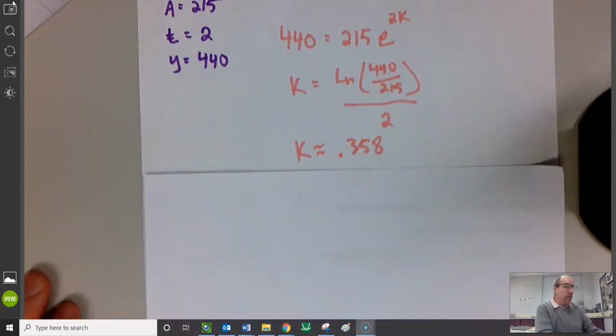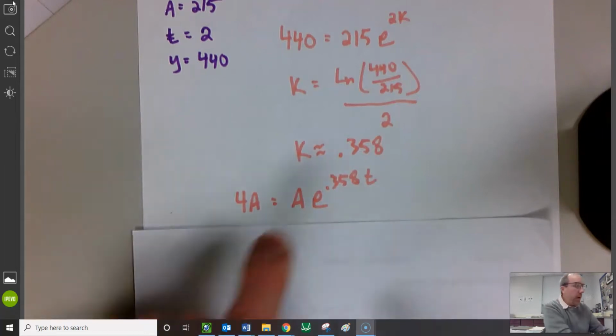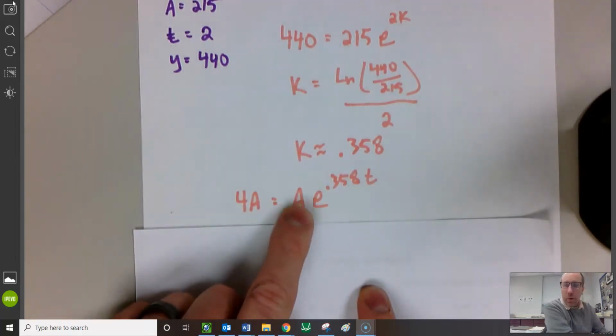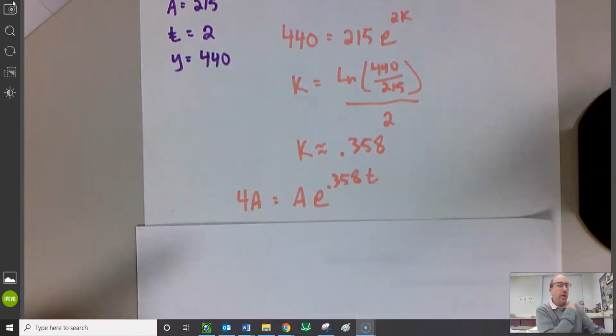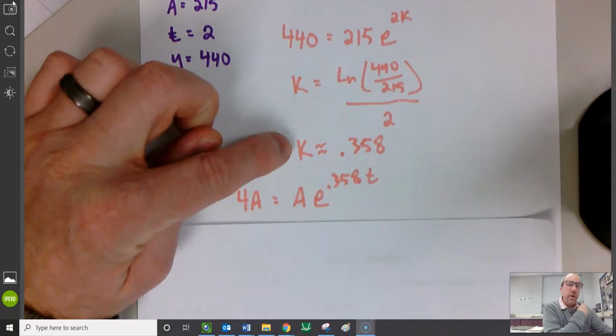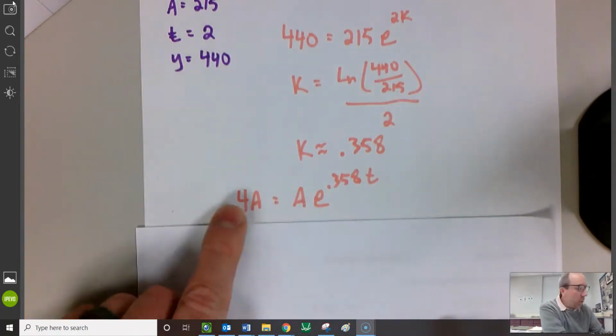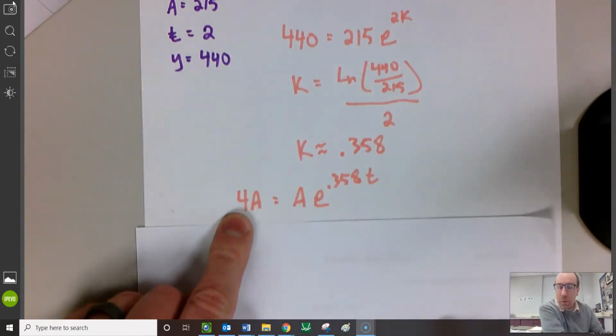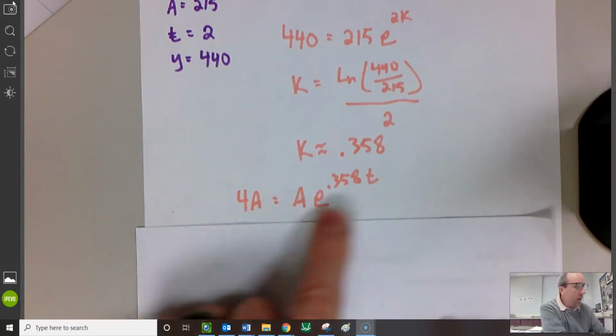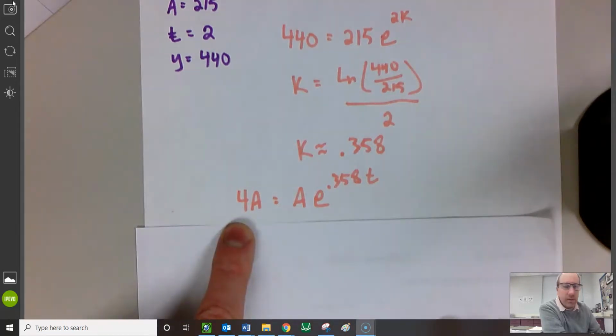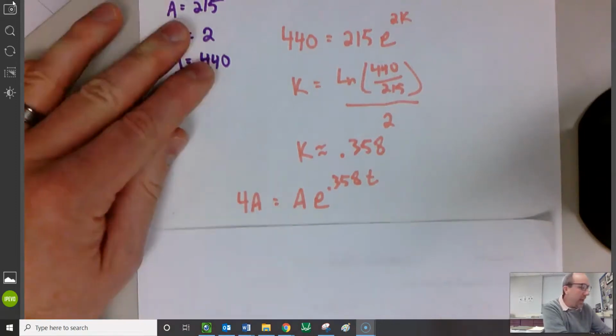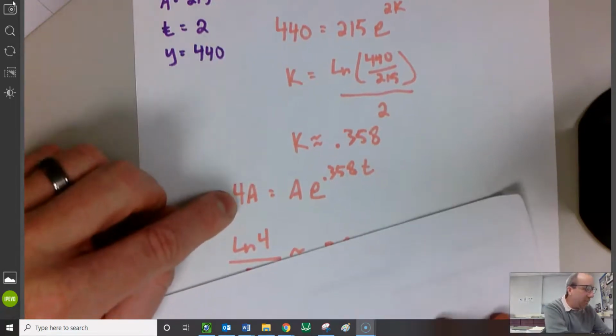We can go back, we can use the k value. The actual problem said how long to quadruple in size. Okay, well, A is our starting amount. So no matter what A is, like we don't even know A right now. I don't know how many there were to start with. I know what all this was to get our K value. But whatever A is, to quadruple in size, I want it to be 4A. I want it to be 4 times as big. So our very next step to solving this would be to divide by A. And we don't need to know what A is. When I divide by A, those are going to cancel, and I'm just going to get 4 over here every time.